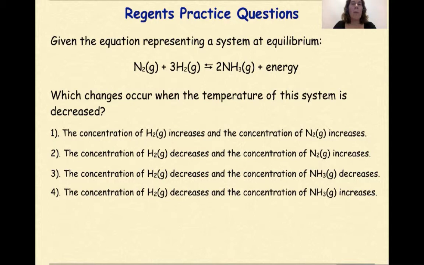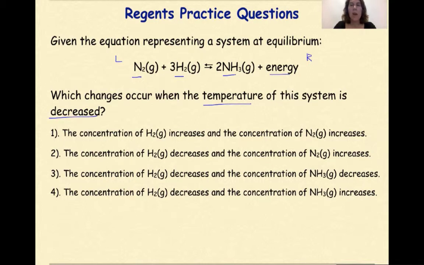Given the equation representing a system at equilibrium, so again, like usual, we have nitrogen reacting with hydrogen to form ammonia and energy as a product. Which changes occur when the temperature of the system is decreased? So I'd like you to stop, reread the question, and see if you can choose the right answer. Let's see how you did. Given the equation representing a system at equilibrium, so this is my left and this is my right. Which changes occur when the temperature of this system is decreased?